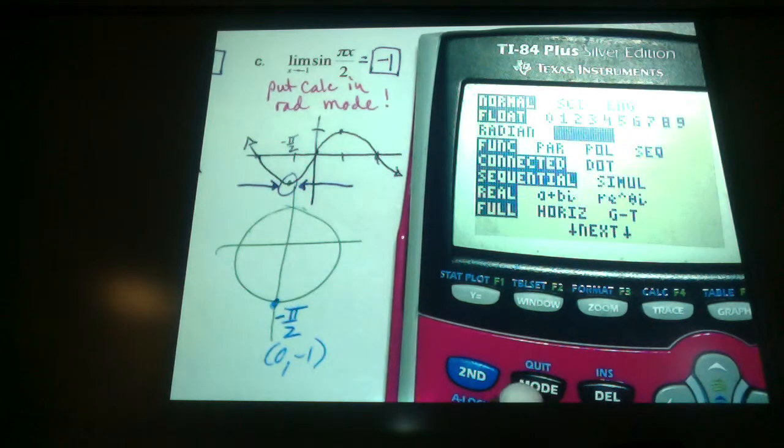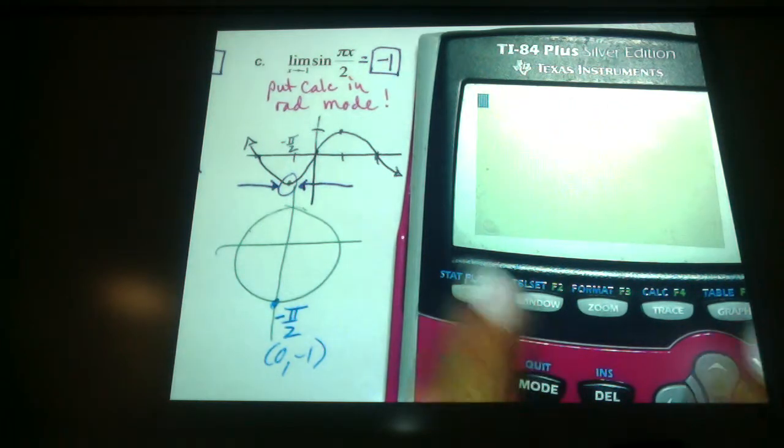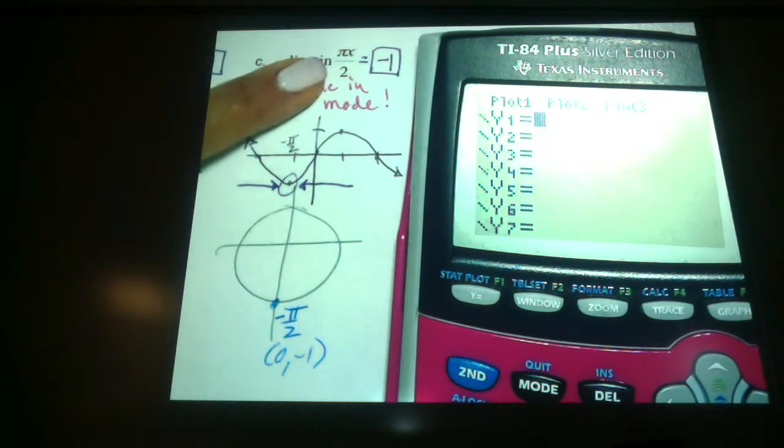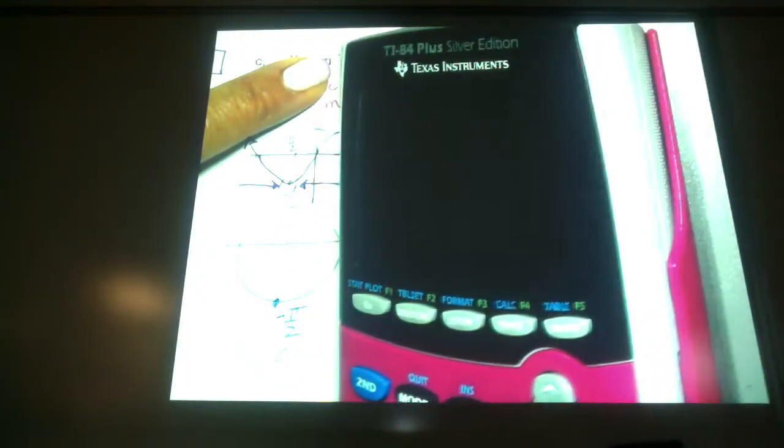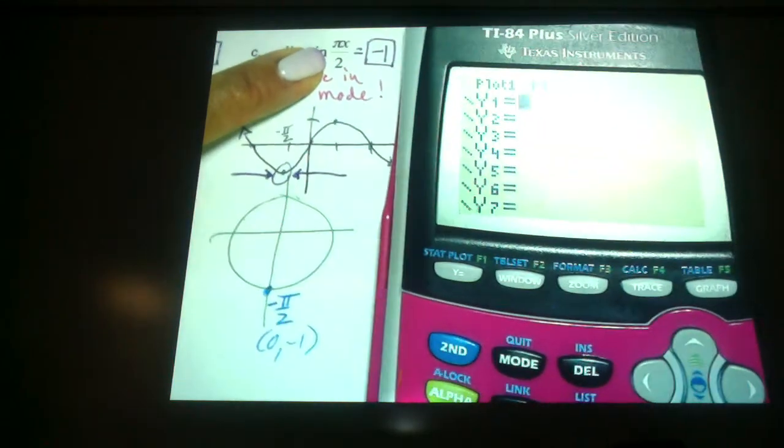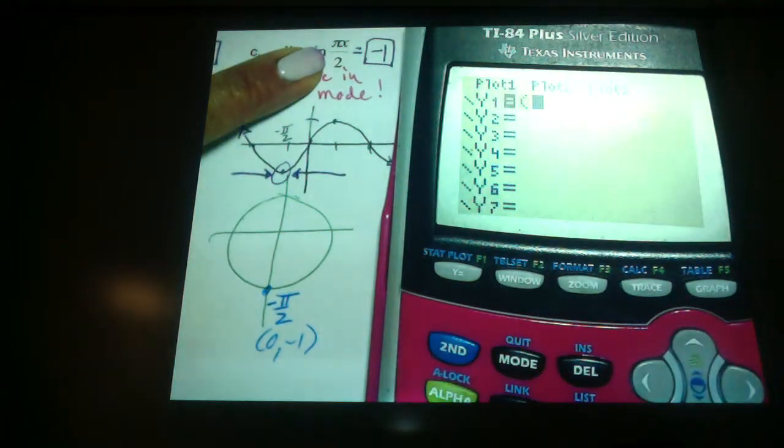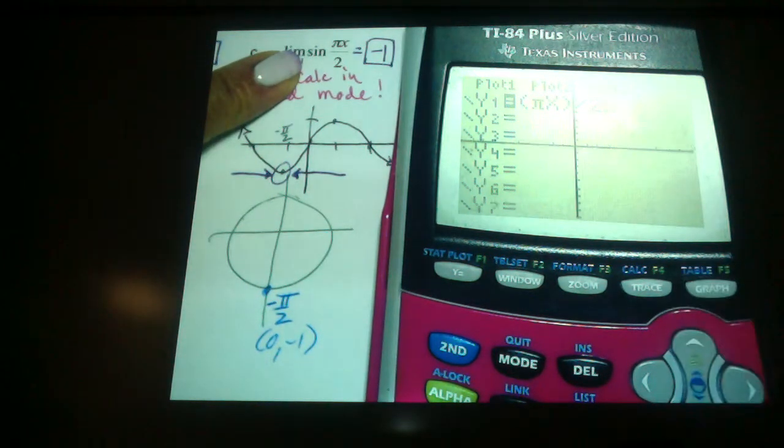So go to mode, and highlight degree, and then go to second, quit, or you can go to y equals. Clear. Then where's your pi button on your calculator? It's above the, it's not your second, is it? Oh yeah, it is second. It's because I can't read that tiny. So second, pi, I'm going to do parentheses, second, pi, x, divided by 2. Here's what my graph looks like.